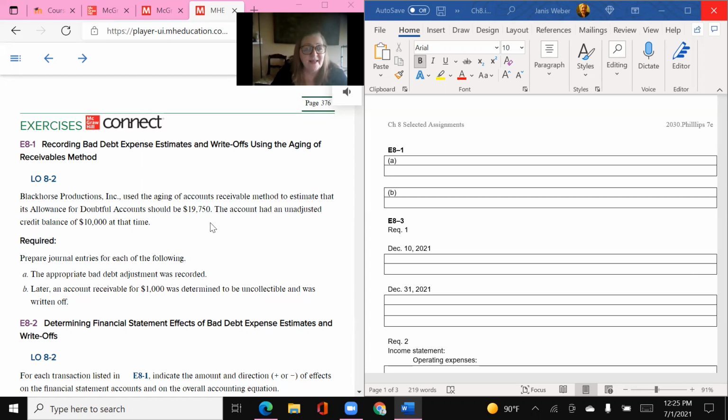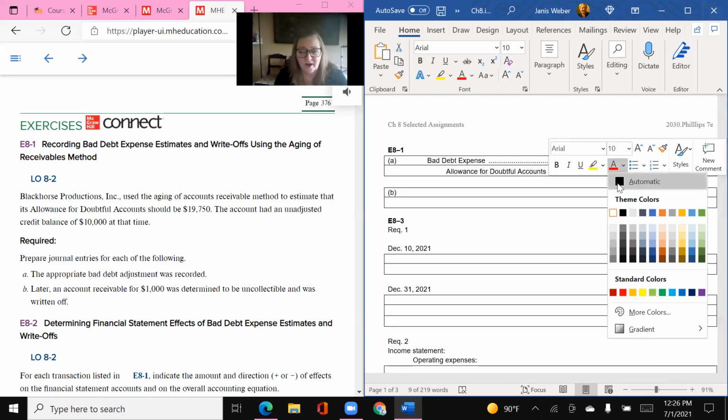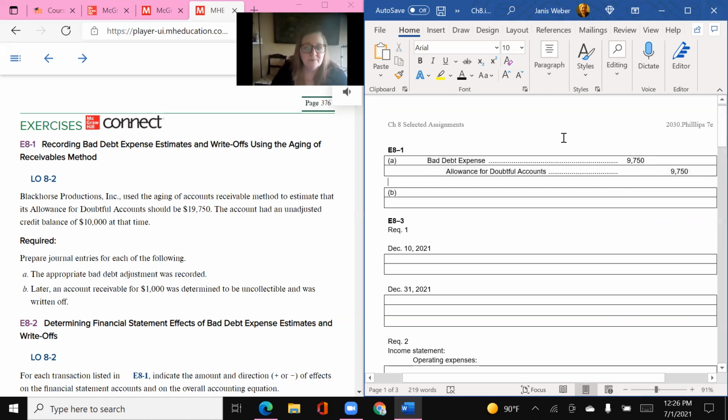If they were nice to us and they said the allowance for doubtful accounts should be $19,750, that was so kind of them, because it was telling us you need to look at the T account or the general ledger account and adjust it to $19,750 rather than making the bad debt expense be $19,750, right? So the bad debt expense, since there's already a $10,000 balance in there as a credit, you want the credit balance to be $19,750. So you need to add another credit of $9,750 to allowance for doubtfuls. And the partner entry for this adjustment is bad debt expense.